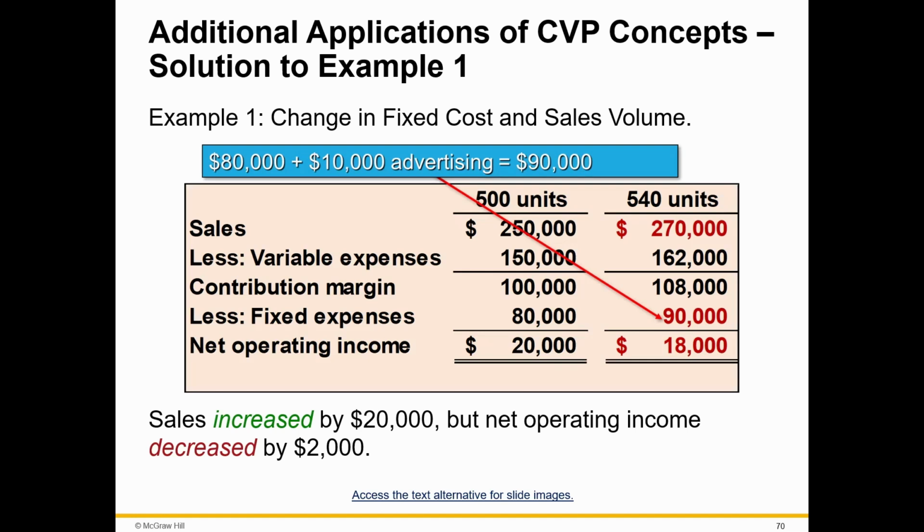So in order to do this, if they increase their sales, the number of units by 40 units, they would have sales of 270,000. Their variable expenses would be 162,000. The contribution margin would be 108,000. But remember that their fixed expenses are going to increase because the fixed expenses were 80, but we're adding 10,000 in advertising to that. So now it's 90. So given that, then the net operating income would actually decrease to 18,000.